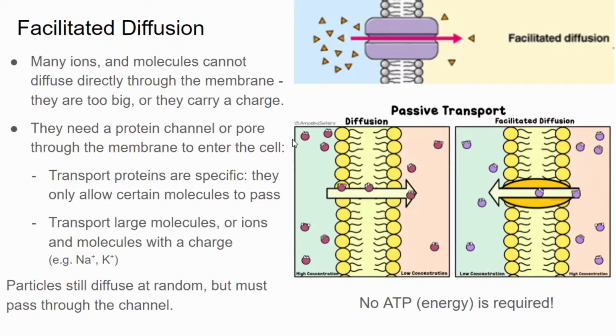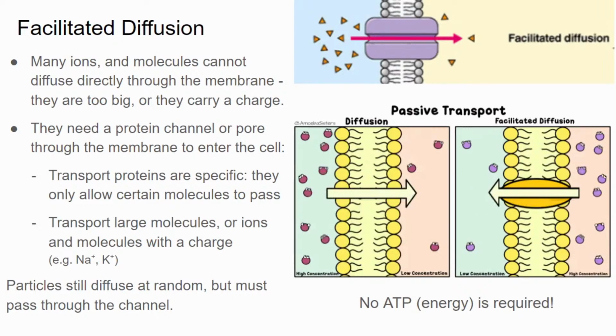Okay, so not all molecules, in fact, most molecules are not able to easily diffuse through our plasma membrane. They need a little bit of help, and that's where facilitated diffusion comes into play. So we can see in our diagram here, these spiky little orange triangles are not able to pass directly through the plasma membrane of our cell, but they can pass through this channel. So they need a protein channel in order to pass into the cell.